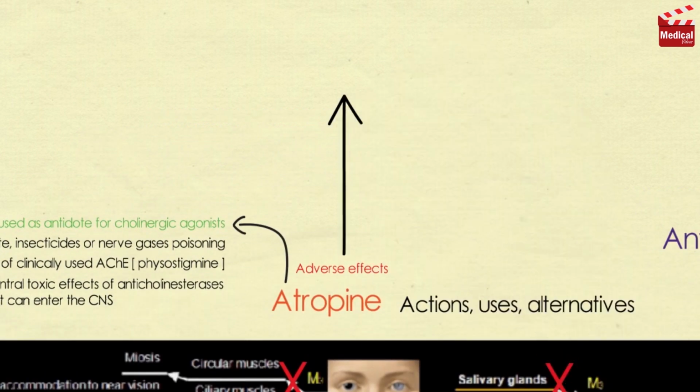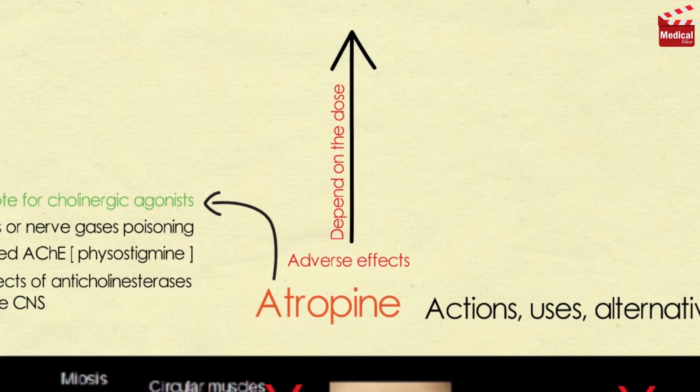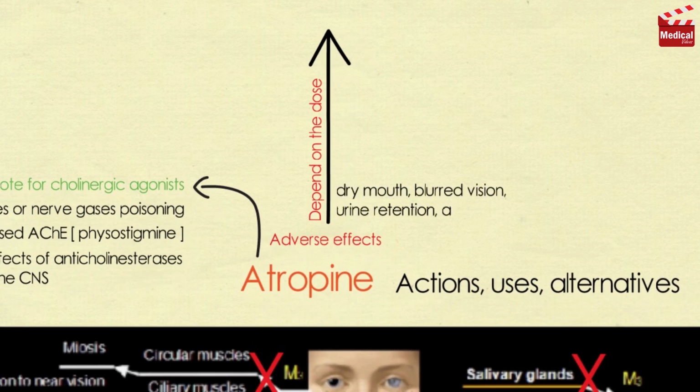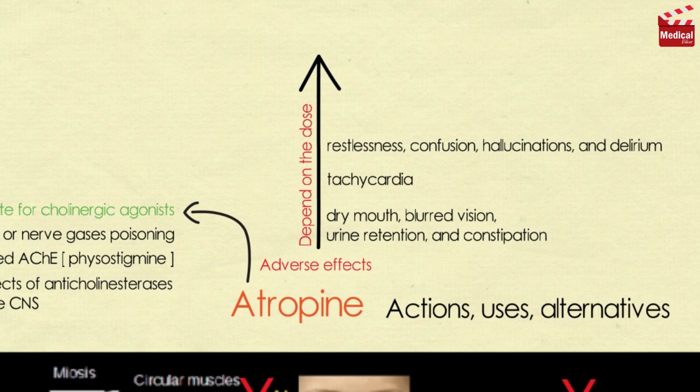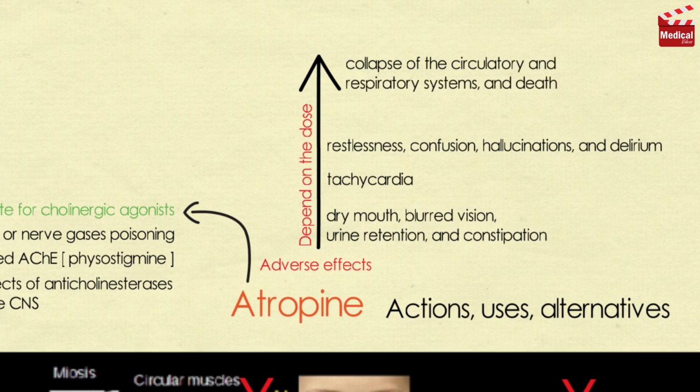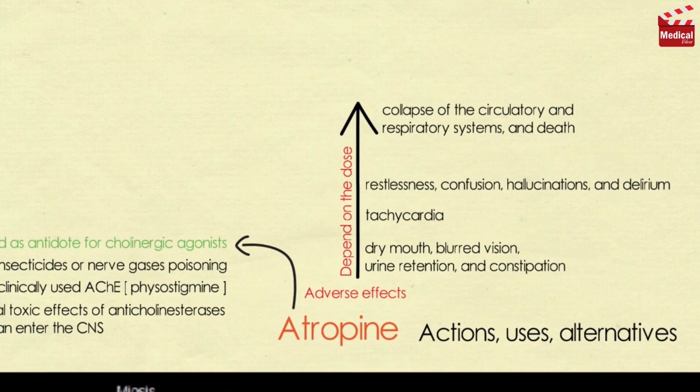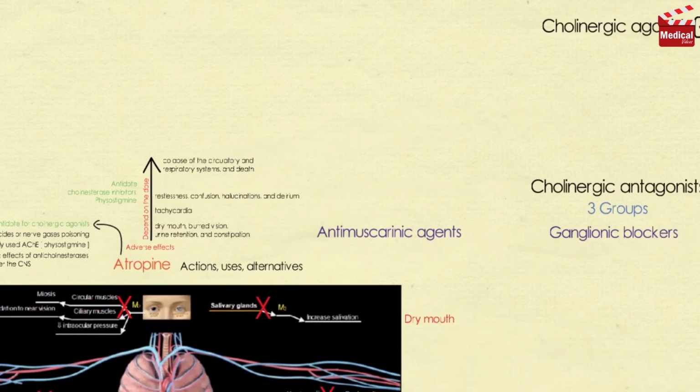Adverse effects of atropine depend on the dose. It may cause dry mouth, blurred vision, tachycardia, urine retention, and constipation. Effects on the CNS include restlessness, confusion, hallucinations, and delirium, which may progress to depression, collapse of the circulatory and respiratory systems, and death. Low doses of cholinesterase inhibitors, such as physostigmine, may be used as an antidote to atropine toxicity.